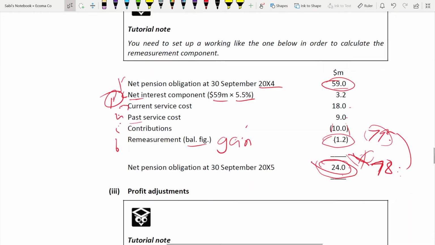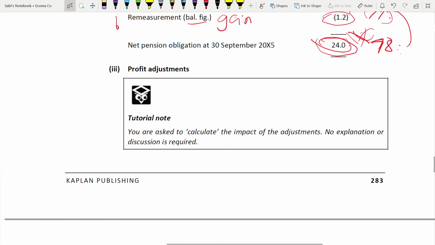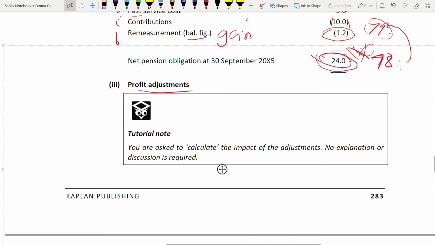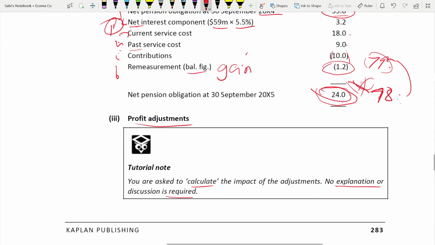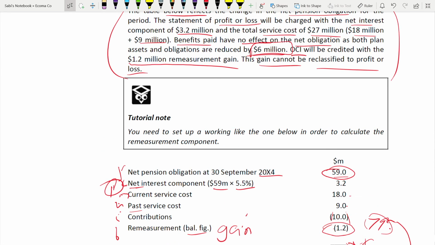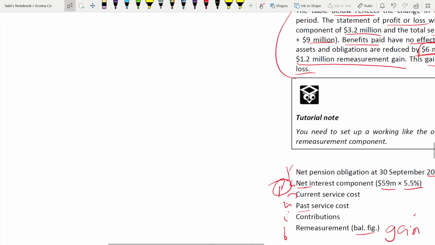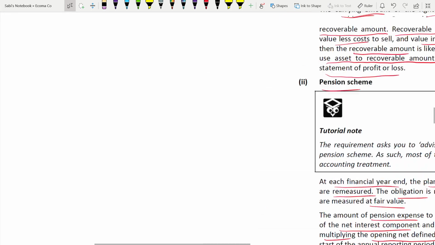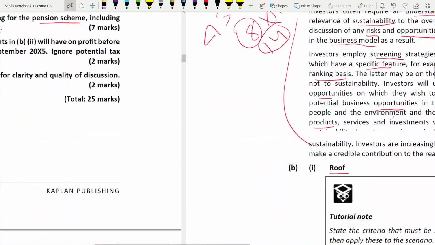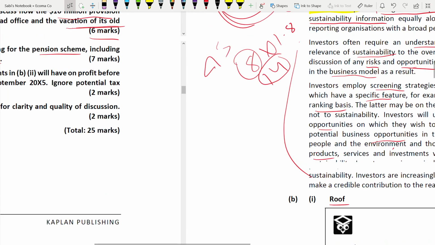Now the last one is very easy. Profit adjustment. Just change the profit based on the adjustments that you have done in the second part. Okay. No explanation is required. Remember, no explanation is required, only to calculate. When they tell you only to calculate, you start discussing. When they tell you to discuss, you start calculating. Please don't do this. I don't know why students don't follow the instructions properly, even though it's clearly mentioned.